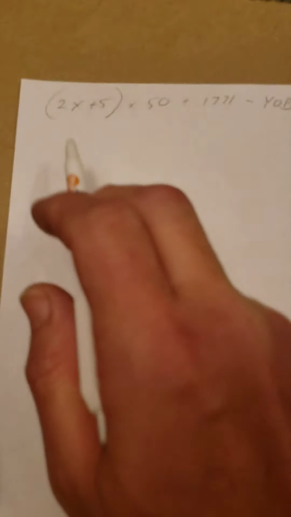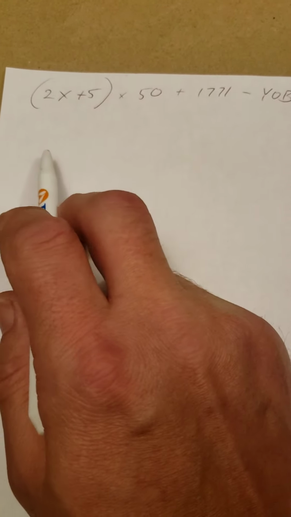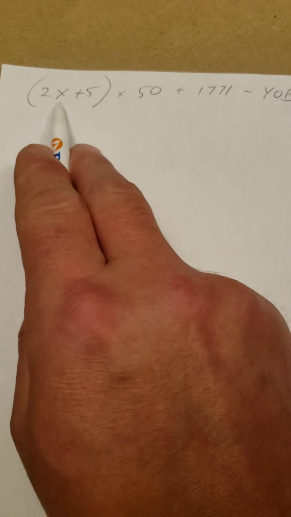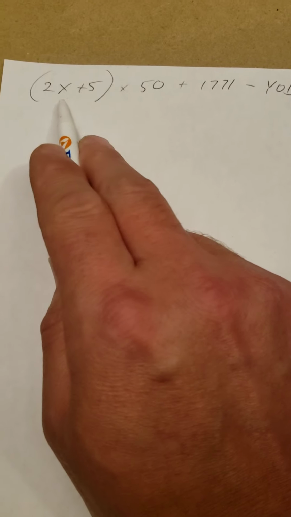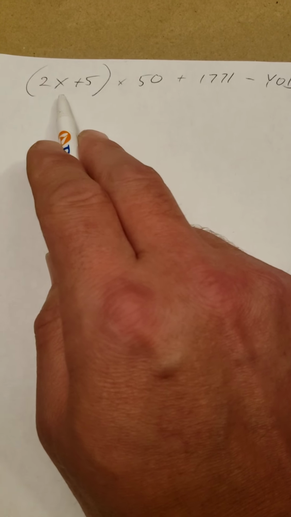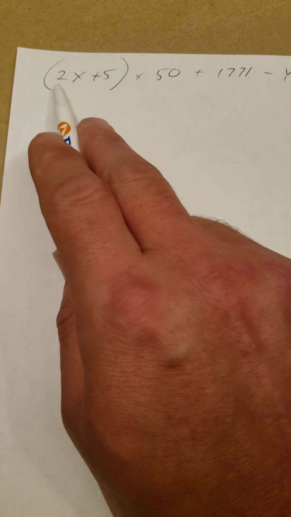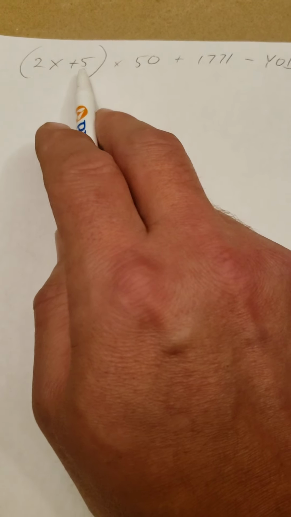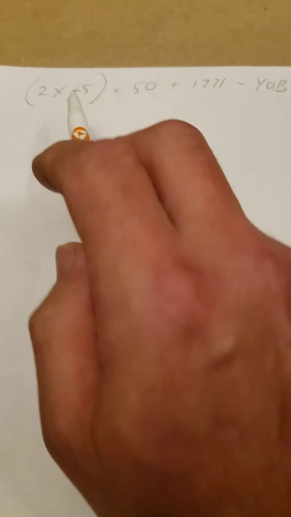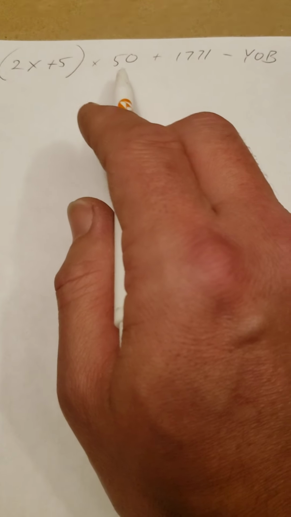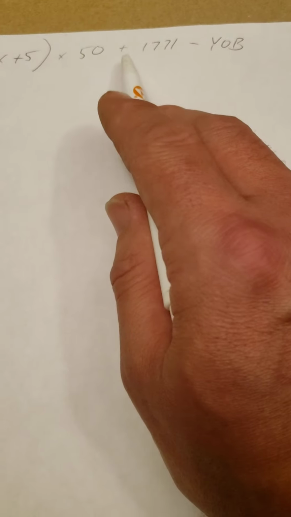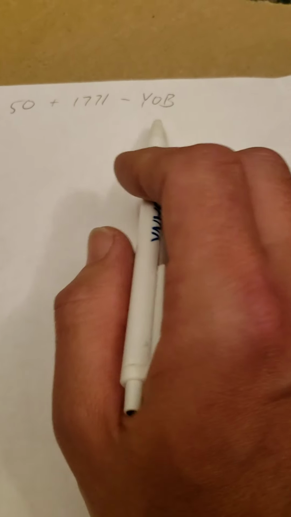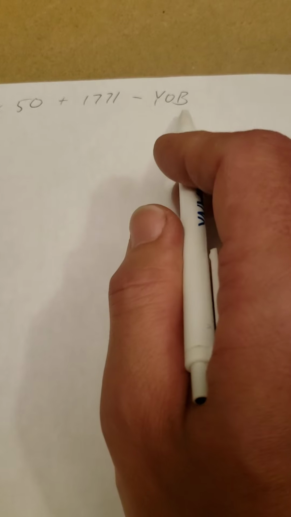It goes like this. You pick a number 1 through 9. Any number, it doesn't matter. We'll call it X. So that X there, that variable, could be any number you pick 1 through 9. You take that number, you multiply it by 2, and then you add 5. You take that whole thing, whatever you get, you multiply it by 50, plus 1,771, and then from that you subtract your year of birth.